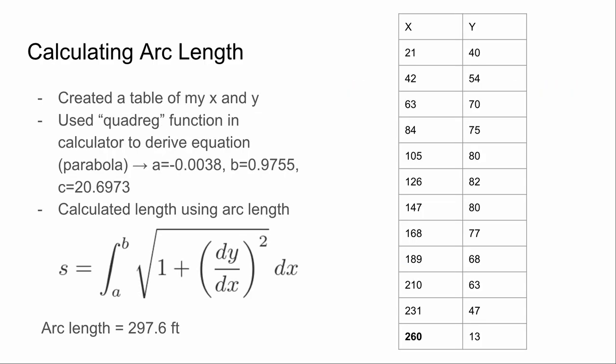So then on the right, I have my x and y coordinates that I found using my ruler and used to make a scatter plot in my calculator. And then from there, once I had a scatter plot, I used a quadreg function in my calculator to derive an equation. I used this function because the arc is sort of similar to a parabola. And I ended up getting the values for A, B, and C.